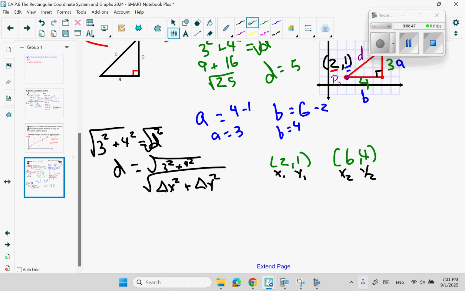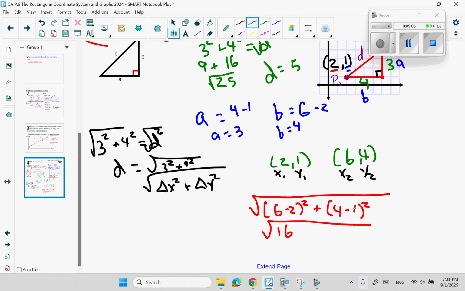And in fact, I'd follow the same process. So square root of 6 minus 2 squared plus 4 minus 1 squared. Or I guess flipped, but the order doesn't really matter. 6 minus 2 is 4. 4 squared would be 16. 4 minus 1 is 3. 3 squared is 9. And I follow the exact same process.